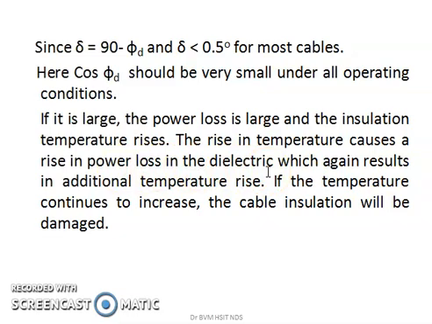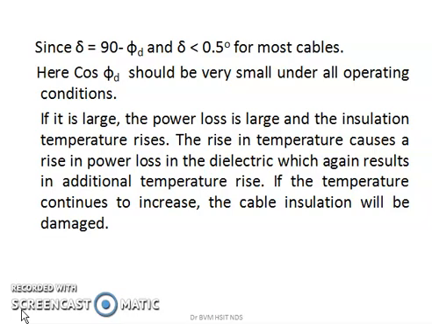Again, this results in what? Additional temperature rise. So if the temperature continues to increase, then what will happen? The cable insulation will be damaged. So you should always keep the temperature within safe operating conditions. Okay? Fine. This is about your dielectric loss.